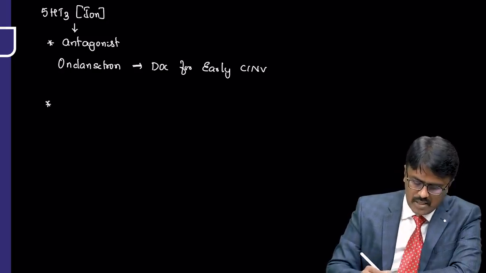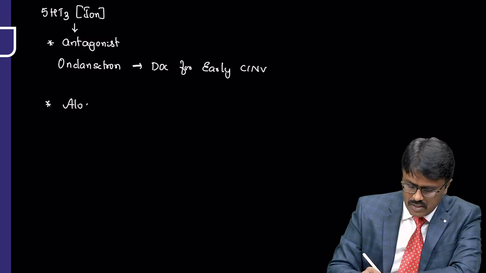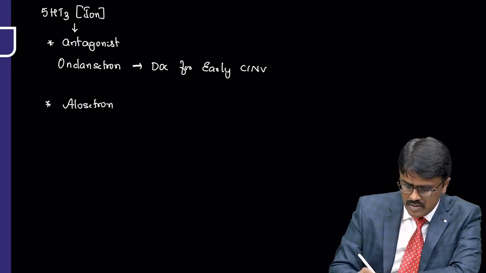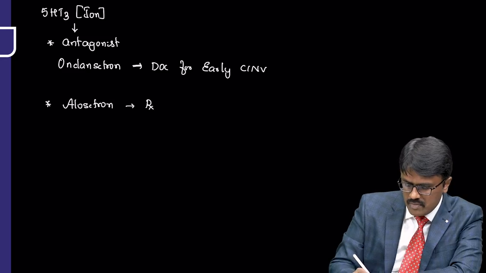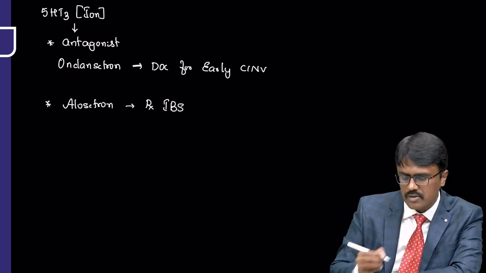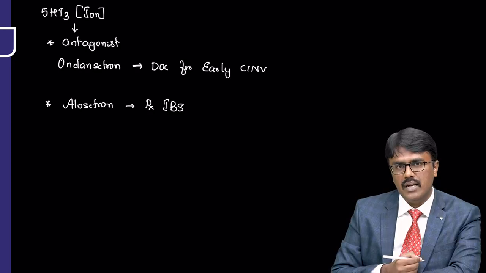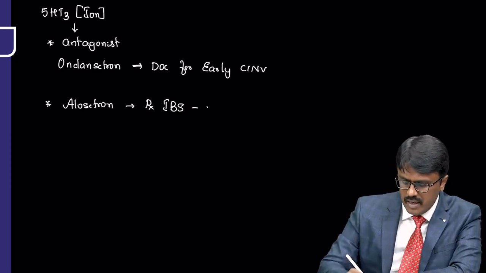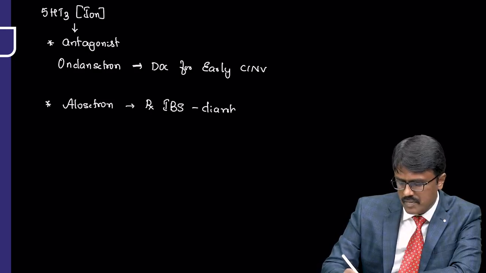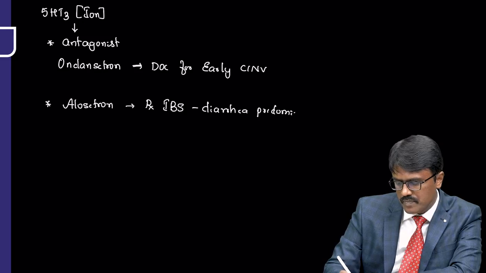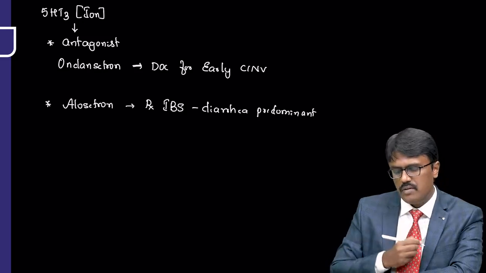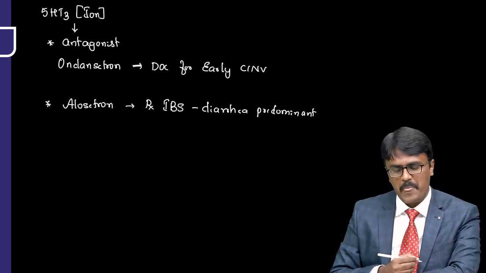One more 5-HT3 antagonist is called alosetron. So alosetron is used mainly in management of irritable bowel syndrome. So it is used in irritable bowel syndrome where the diarrhea is predominant. So diarrhea-predominant case, we use it, and we'll be discussing it again when we are discussing GIT.